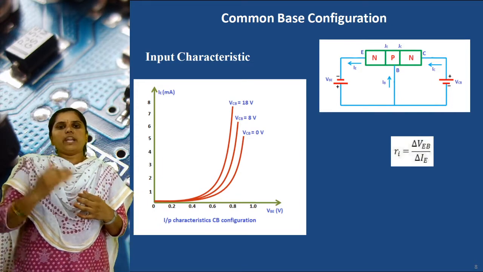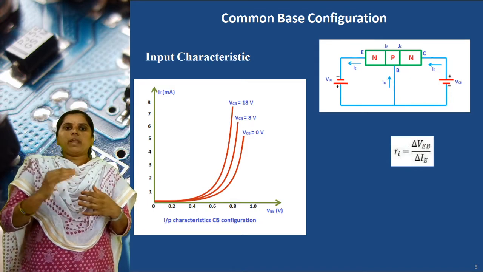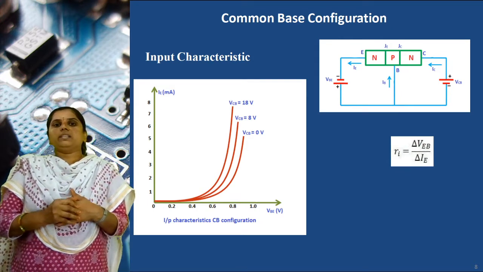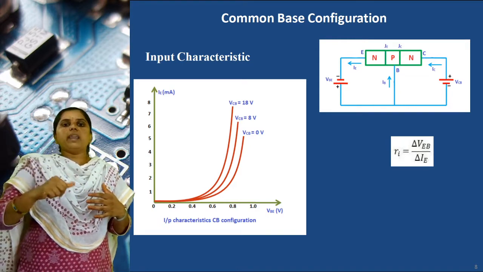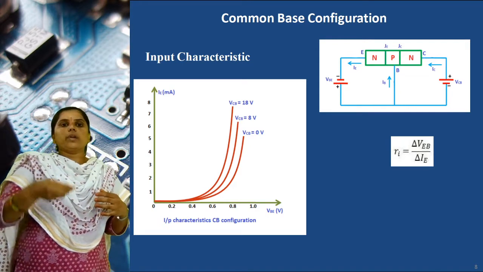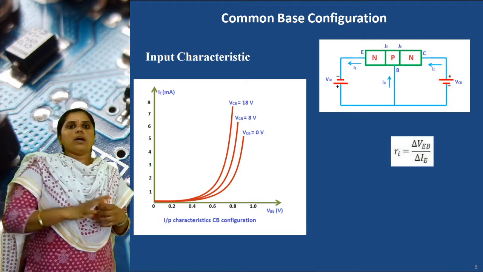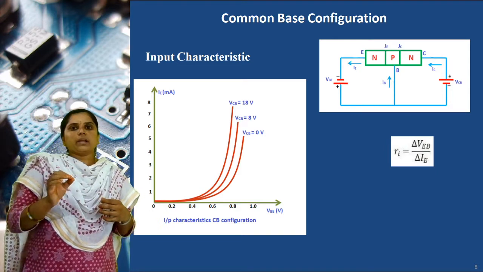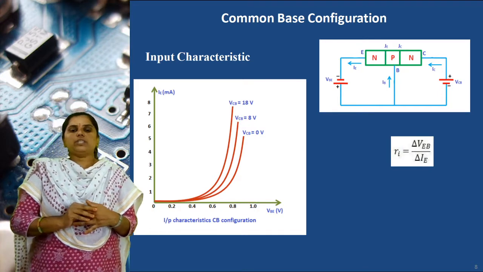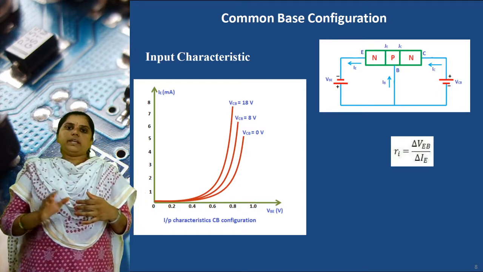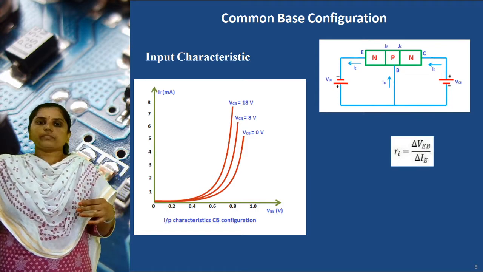So here the important point is what? When we are calculating the input characteristics, the output voltage is kept constant, then by varying the input voltage you can note down the values of input current, that is the emitter current. Okay, this is the input characteristics of the common base configuration.